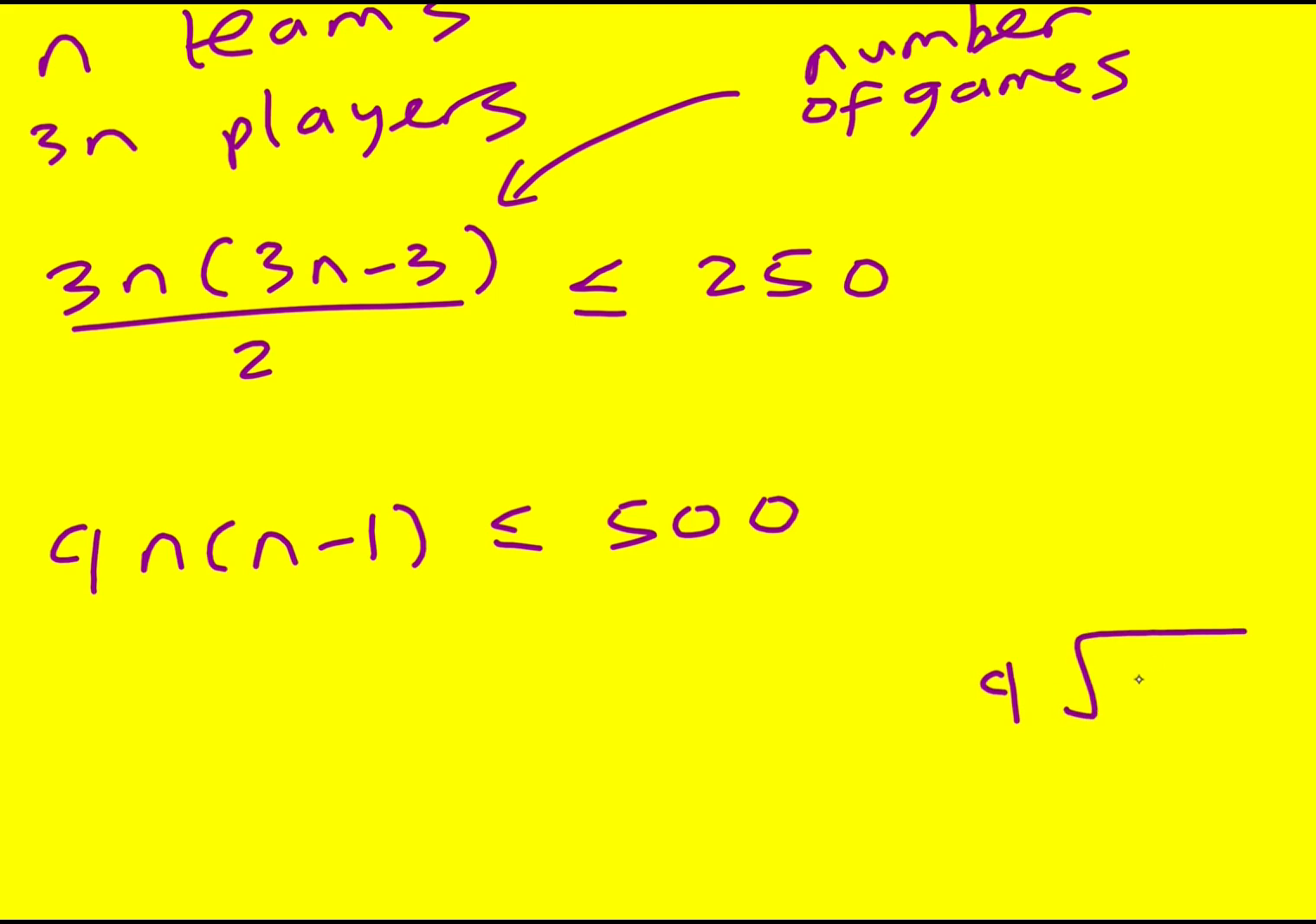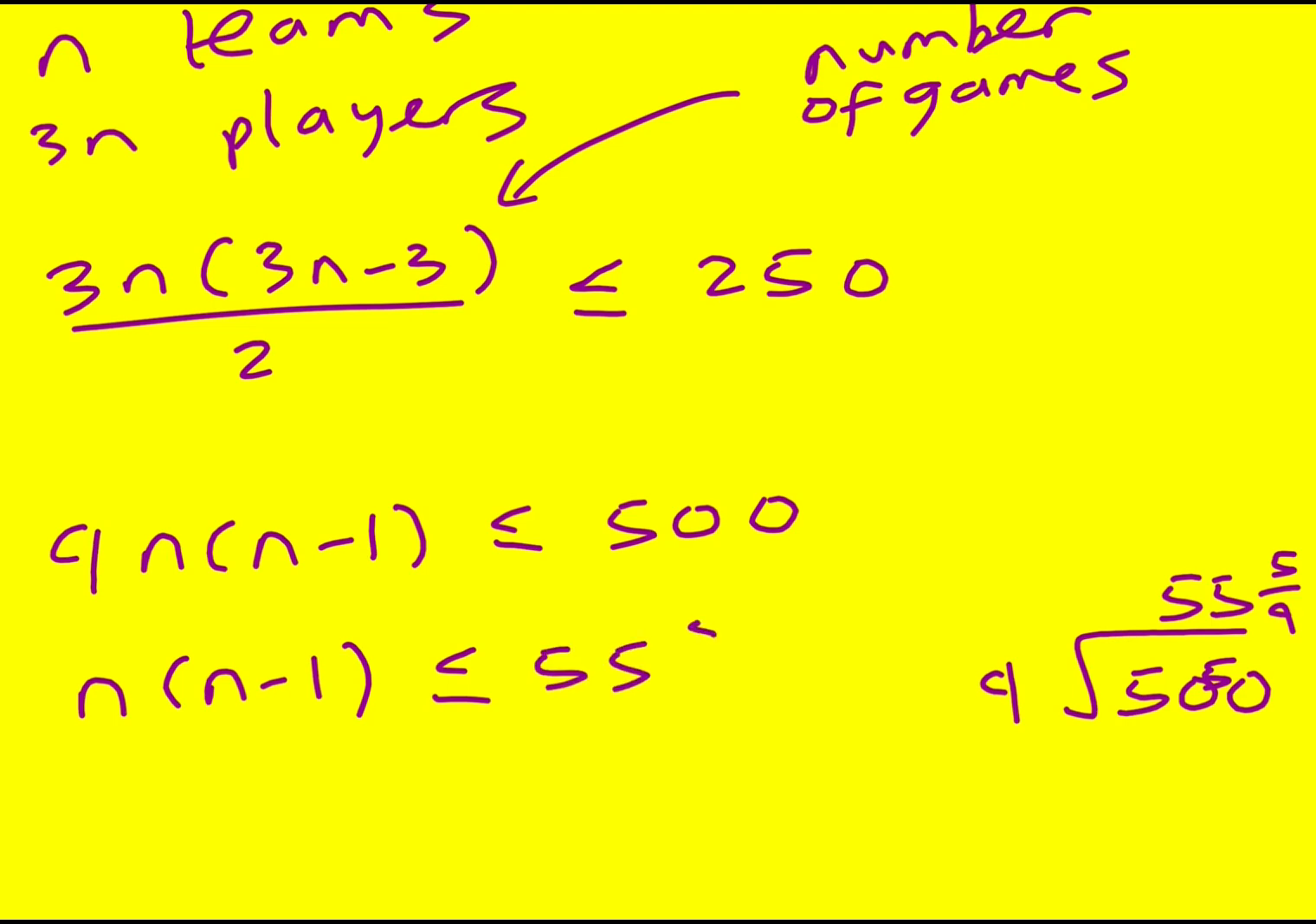Let's see what happens when I do 9s into 500. It's not going to go, but what's the remainder? We're going to get 9s into 50, go 5, remainder 5. So it's going to be 55 and 5 over 9. So n times n minus 1 is going to be less than or equal to 55 and 5 over 9. Now remember, this is a whole number over here, so n times n minus 1 is going to be less than or equal to 55.